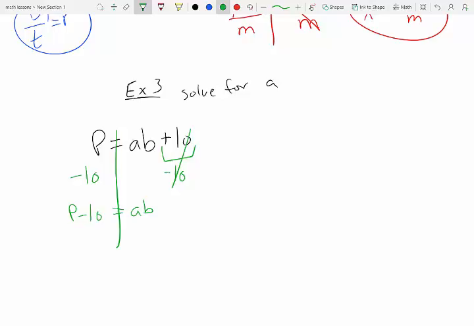And now I need to get a by itself. a and b are being multiplied together, so the inverse of that is division. And again, p minus lo all gets the division bar under it, and I divide by b on both sides. The b's cancel out, and I'm left with a equals p minus lo over b. And there's my final answer.